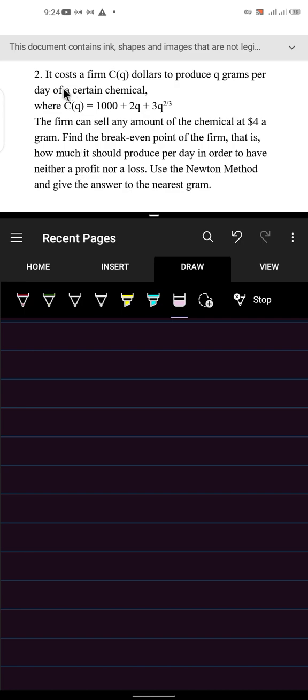So the question reads: if it costs a firm C of Q dollars to produce Q grams per day of a certain chemical, where C of Q is equal to 1000 plus 2Q plus 3Q to the 2/3, the firm can sell any amount of the chemicals at $4 a gram. Find the break-even point of the firm, that is how much it should produce per day in order to have neither a profit nor a loss. Use the Newton method and give the answer to the nearest gram.